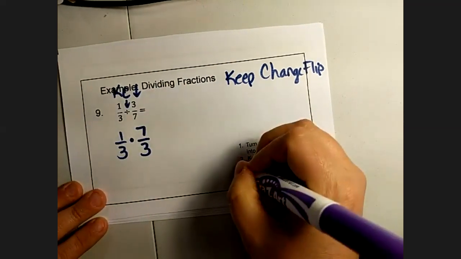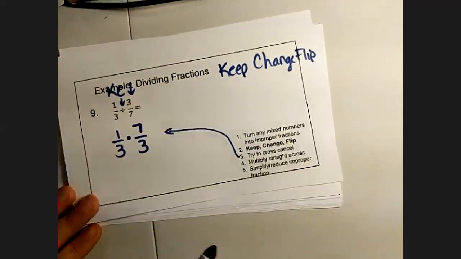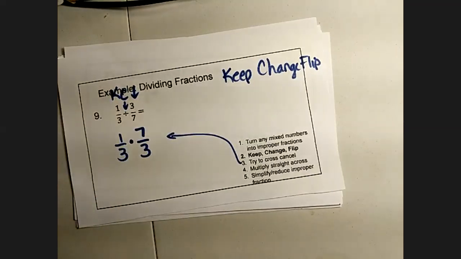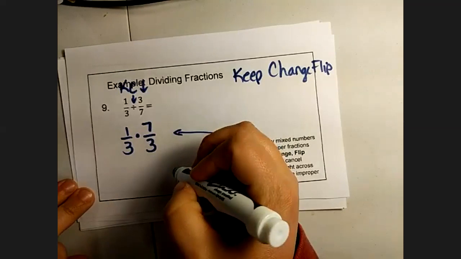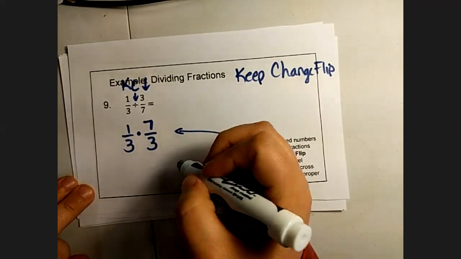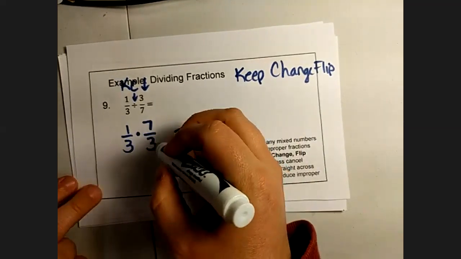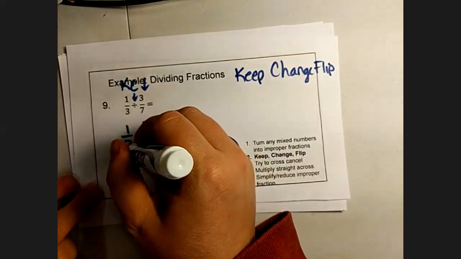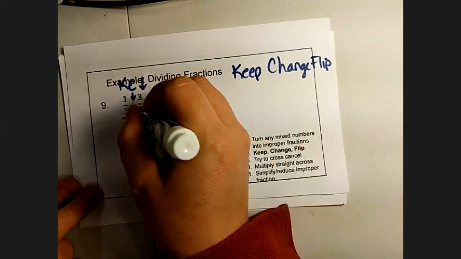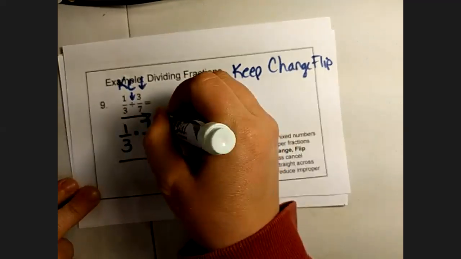Now, once it's multiplied, now you can try to cross cancel. So now you can go back to what you did with multiplying. So I'm going to use black to show the multiplication and purple to show the switching. Once it's a multiplication problem, I try to cross cancel. 7 and 3, nope. 1 and 3 can't do it. So now I just go straight across, and I end up with 7/9.